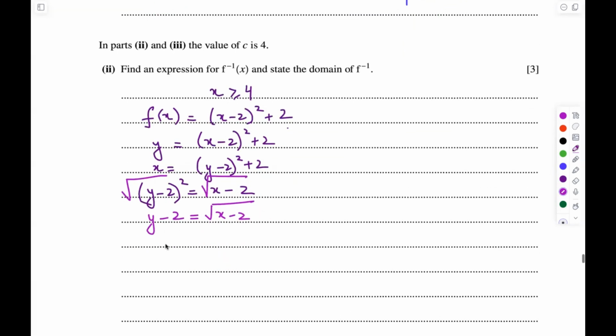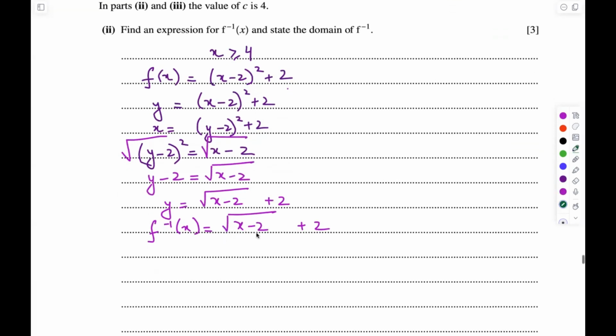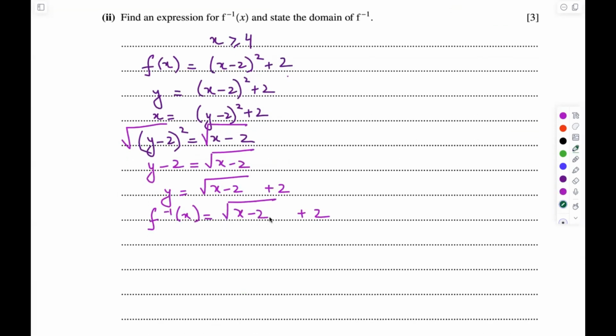And finally, taking 2 on the right hand side, that will become y equals square root of x minus 2 plus 2. So the f inverse function can be written as square root of x minus 2 plus 2. Now we know that the domain of f(x) is the range of f inverse of x, and the domain of f(x) was x greater than or equal to 4. Now for this function to be greater than or equal to 4, we need this. So this is 2 and the square root value must be 2 at least.